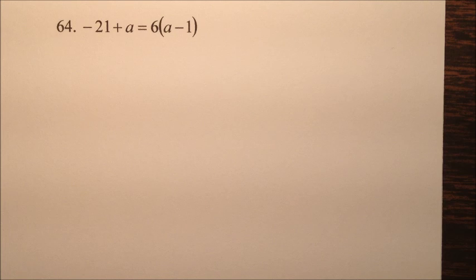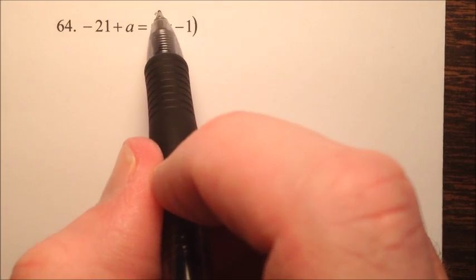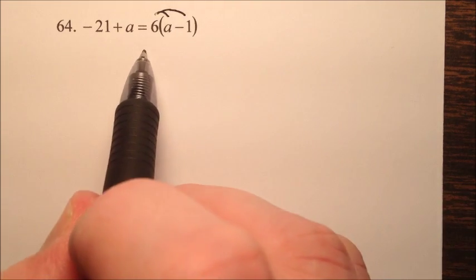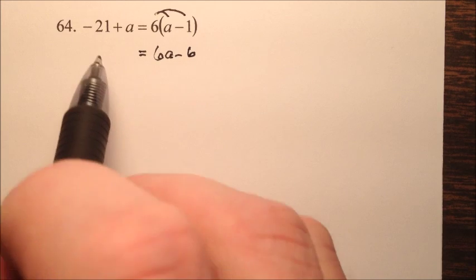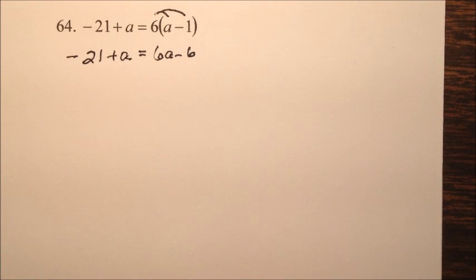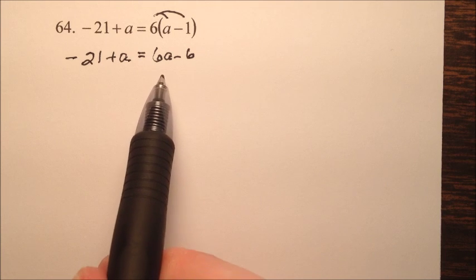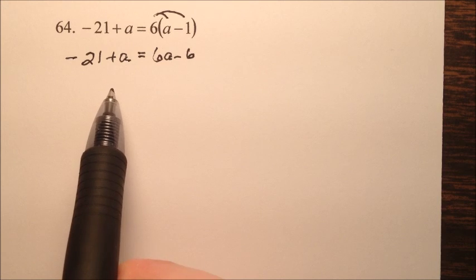For number 64, we have the distributive property again. So we're going to distribute this 6 across this a minus 1. And when we do that, we're going to get 6a minus 6. And then our left side just comes down and doesn't change at all. It just comes along for the ride. Okay, so we need to decide which side we're going to put our a's on and which side we're going to put our constants on.